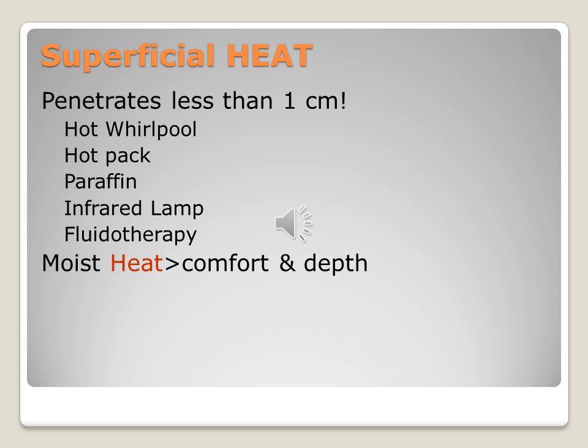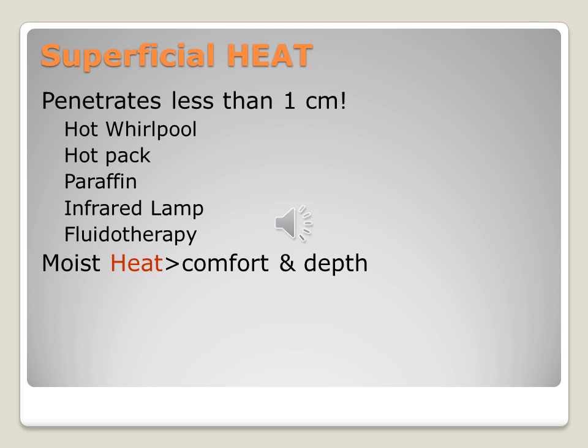Okay, so our different forms of superficial heat. What we're going to be looking at and discussing are basically your hot whirlpool, your moist hot packs, the paraffin bath, and we'll talk about what goes on with the paraffin bath, and the infrared lamp, which we don't really use a whole lot. We'll make mention of it, but most places do not use infrared lamps anymore. Some of the science concepts that we discussed, for instance the inverse square law and the cosine law, will apply to infrared lamps, but they don't get used as much. And fluidotherapy, we'll talk about that and discuss what that is, because most of you probably have not seen a fluidotherapy unit.